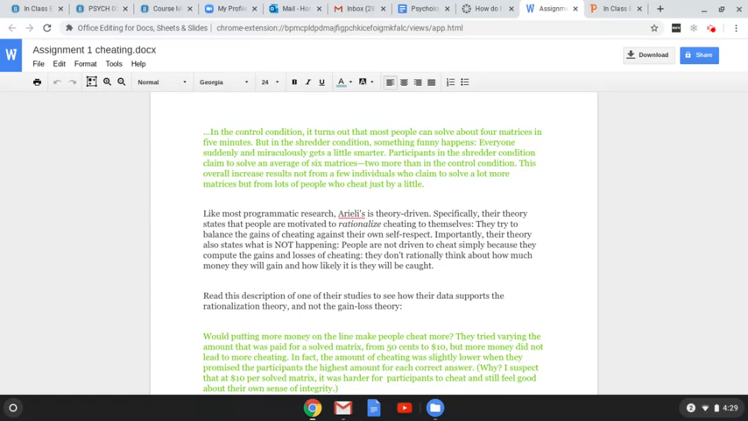The other theory is gain-loss. If you have more to gain, you're likely to cheat more. If there's not much to gain, then you really don't cheat all that much.